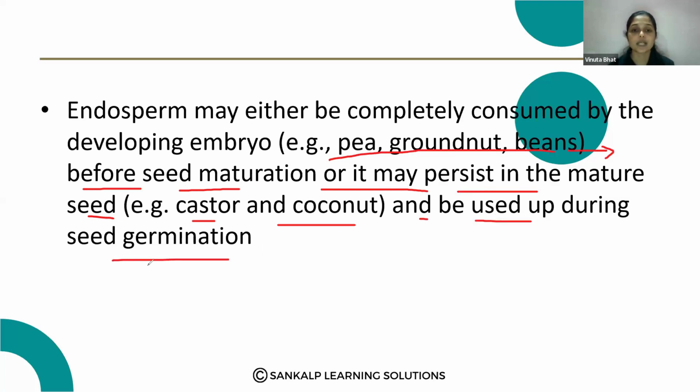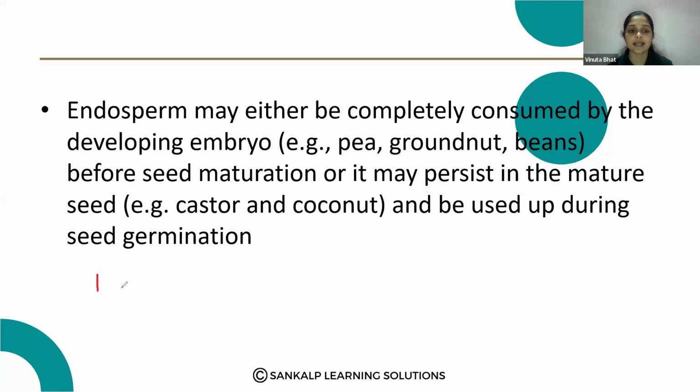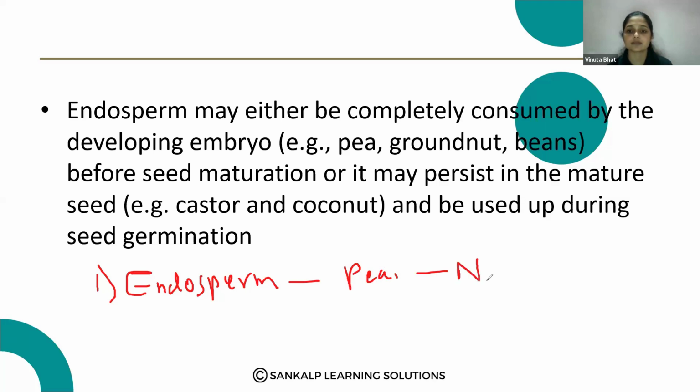So there are two types. The first one is where the endosperm in some plants is completely consumed during the development of the embryo, for example pea and groundnut. These are called non-endospermous or non-albuminous seeds, where the endosperm is completely consumed.